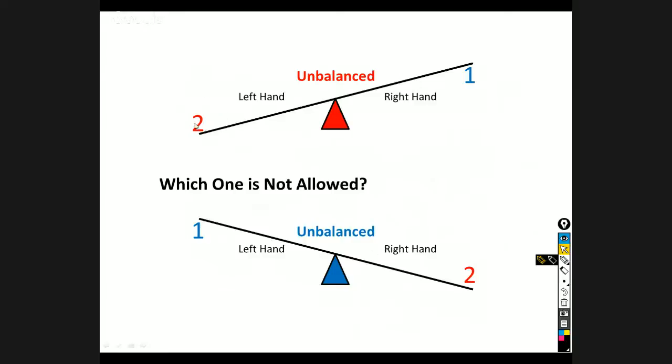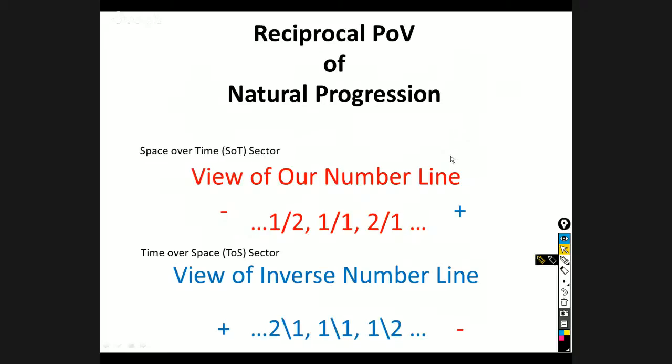And over here, it's also below that line. But this one would not be allowed. So if the balance were the other way around, we wouldn't allow it because it's over unity. We say that over the speed of c. We don't allow that. So if we change the balance here, then we would run into trouble with the legacy physics. All right, so it turns out that our reciprocal point of view of the natural progression is different depending on which point of view we take.